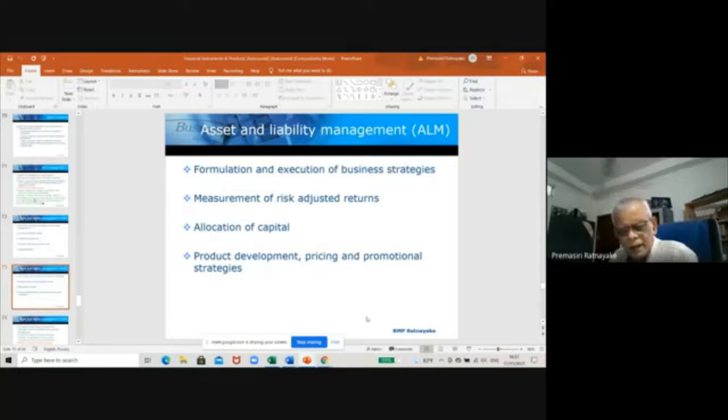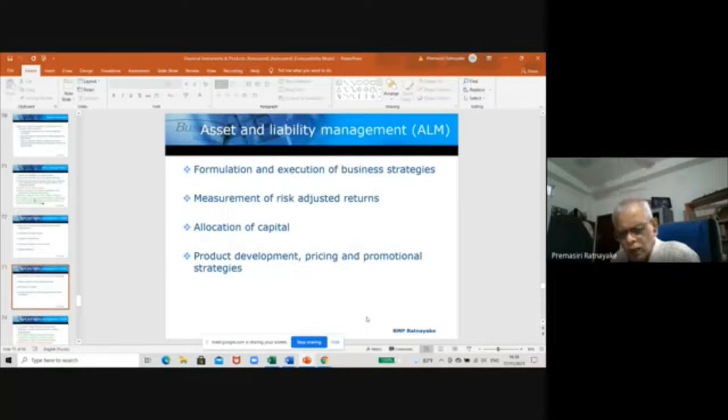Periodically, the returns generated out of such business activity are measured. Actually, actuals are compared with a proper measurement criteria. Then allocation of capital, again, is another critical function under asset liability management.